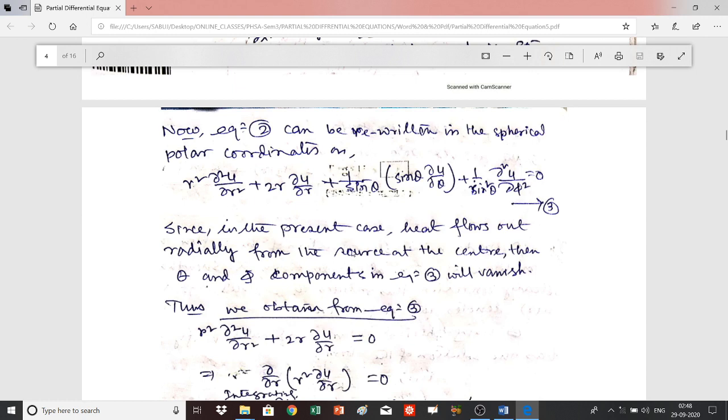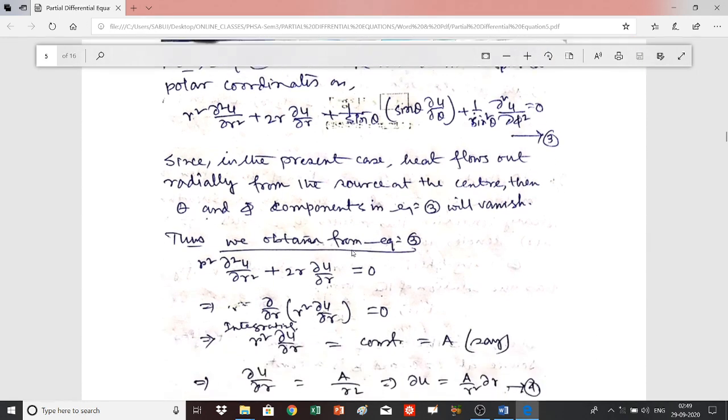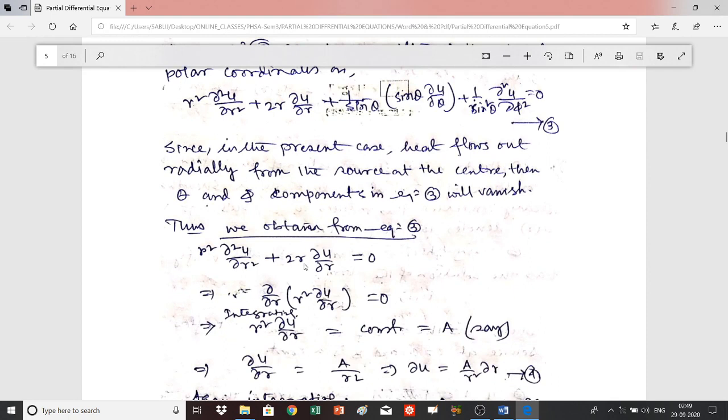So there is a radial component, but there will be no theta and phi component. Then this equation reduces to this, and this can be written as del by del r of r square del u del r, that is equal to 0. So from here, if you integrate this expression, you will get r square del u del r equal to a constant, say it is a.